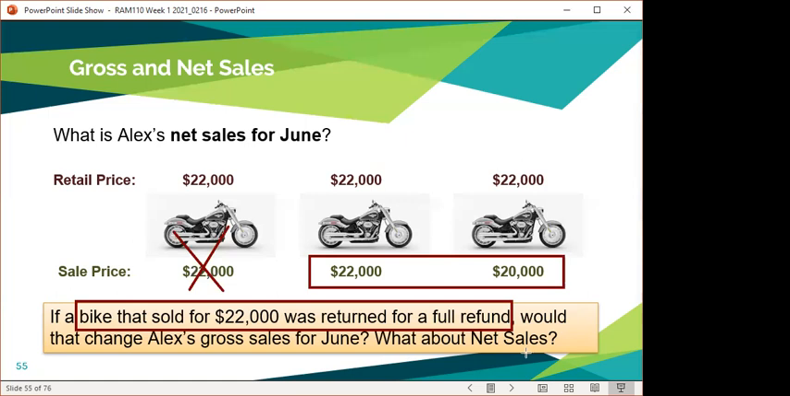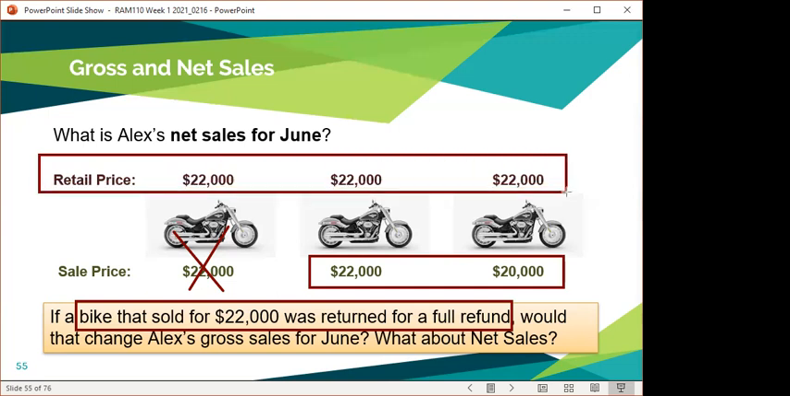What would gross sales be? It would still be 66,000. Isn't that interesting? It's still 66,000. Why is it still 66,000? Because gross sales doesn't include discounts, returns, or price adjustments. It doesn't include that. So the company's gross sales is still 66,000.